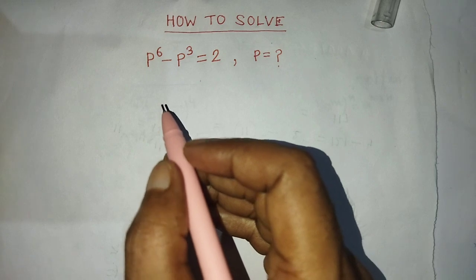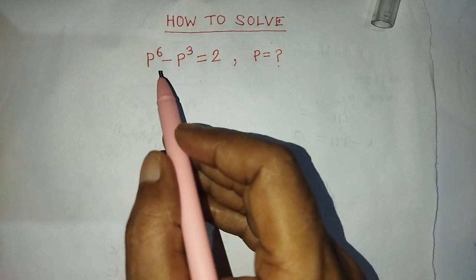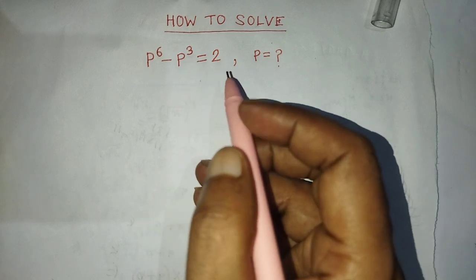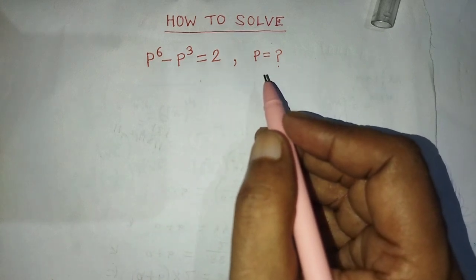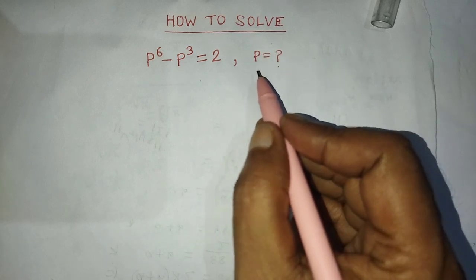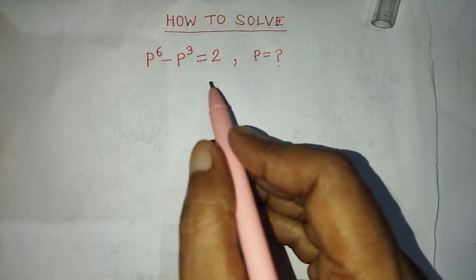So my dear student, today our question is: if p to the power 6 minus p to the power 3 is equal to 2, then find the value of p. So student, in this video I will tell you how to find the value of p from this exponential equation.